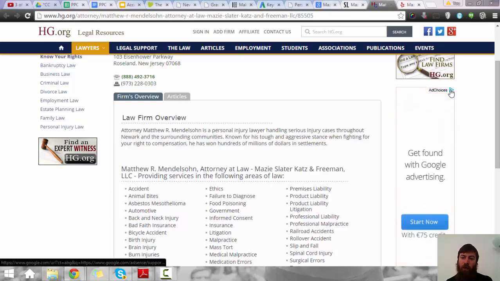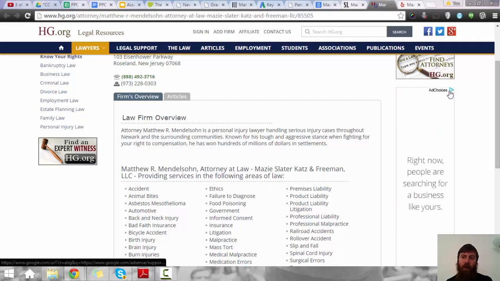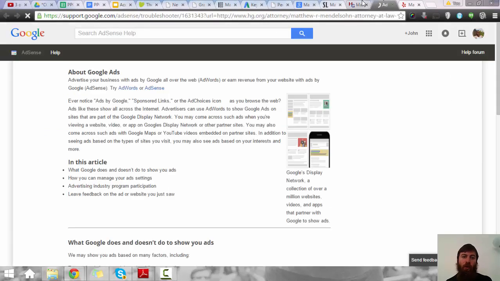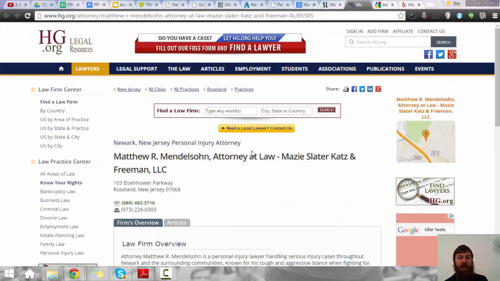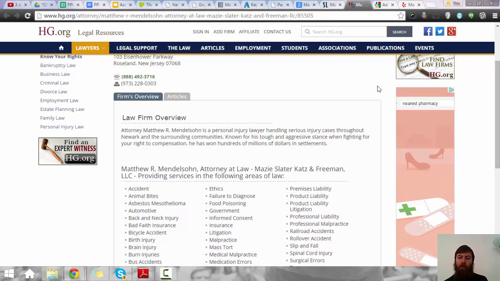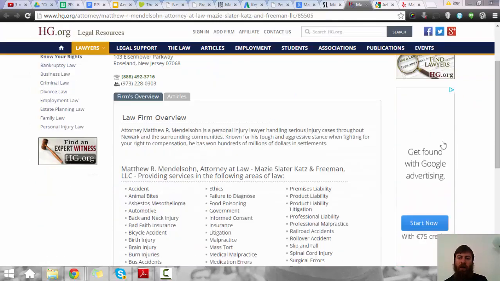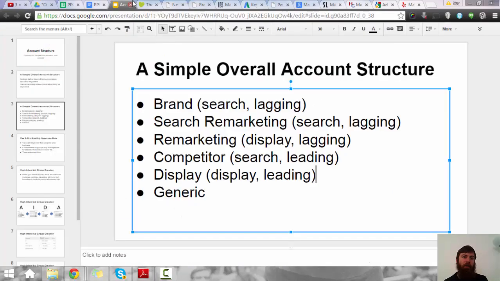Now, if we hover over this little thing, we'll see, first of all, this is Google. If we hover over this little guy right here, we'll see that this is actually Google advertising. So we could use placements like these to drive new customers. Right here is where we could buy an ad. So we'd want to be on sites like hg.org. This is an example of display advertising, and it's also a leading marketing factor.